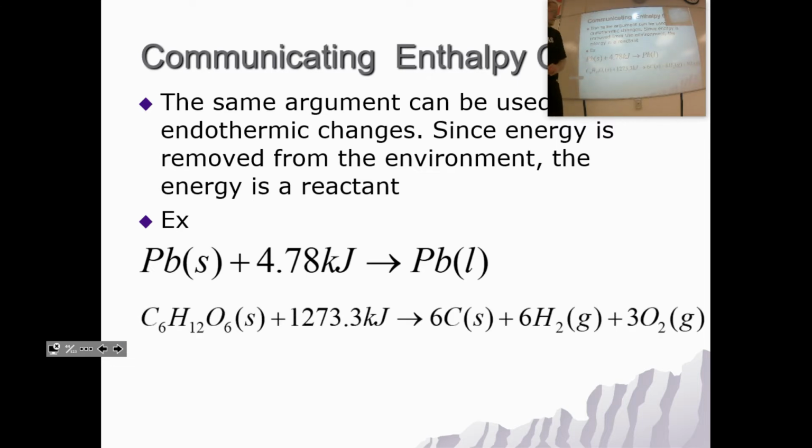And here we have the decomposition of glucose. I must add almost 1,300 kilojoules of energy to decompose 1 mole of solid glucose. To decompose 2 moles of solid glucose, I would need twice as much energy. So balance that with a 2, and that's going to become 2,540 kilojoules of energy. And these would be balanced double also.